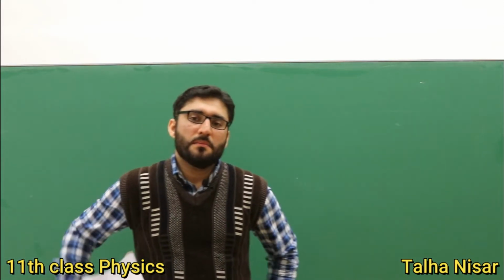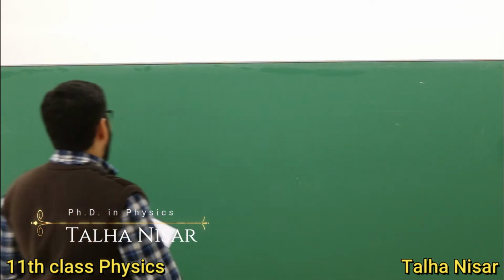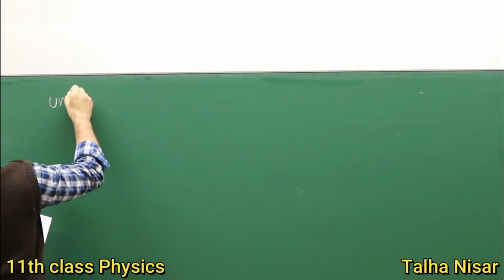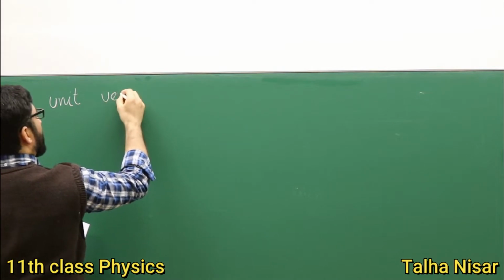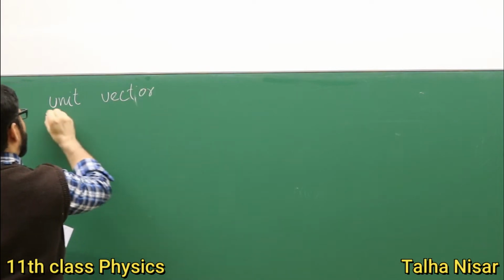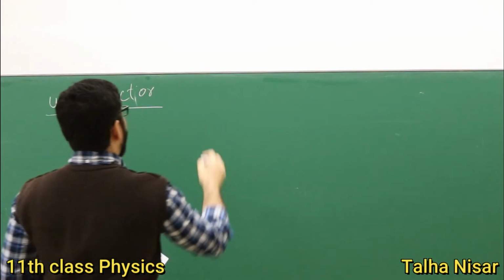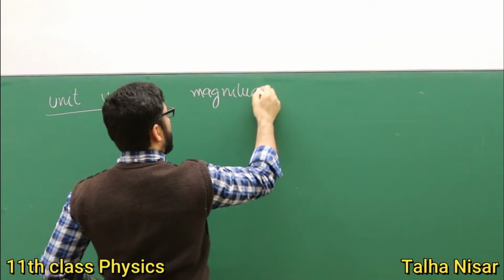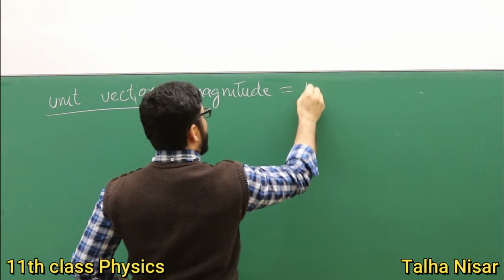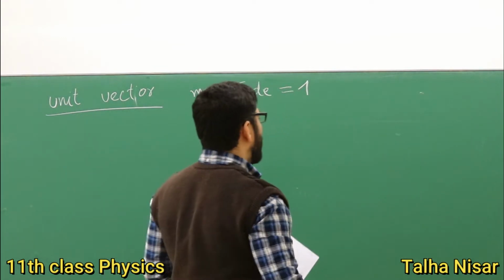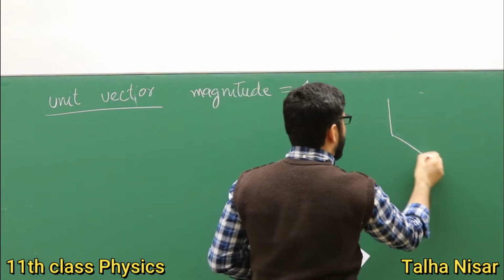And now we will discuss some examples related to vectors. So we start with the unit vector. The magnitude of the unit vector is 1. So it's just telling us about the direction. The unit vector, we talked about it in our previous lectures.